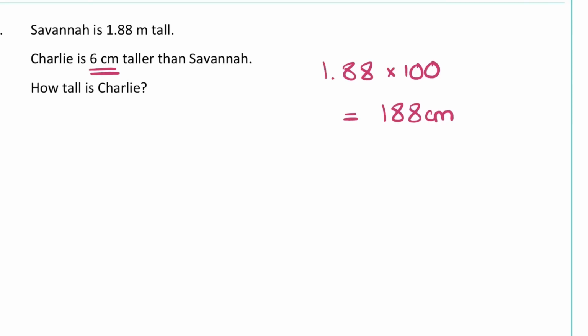So Charlie is 6 centimetres taller. So we want to add 6 centimetres to that, just to see what we get there. So 8 plus 6 gives us 14.